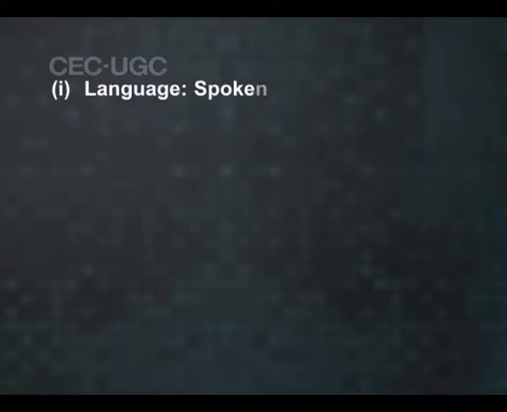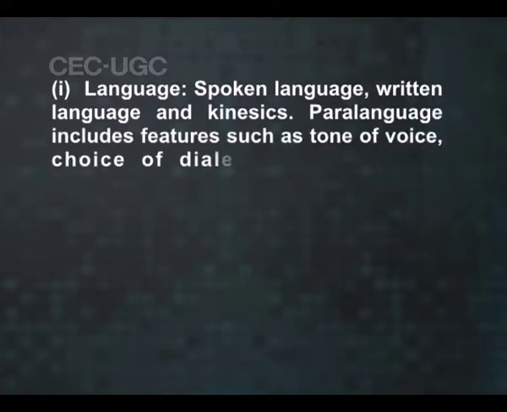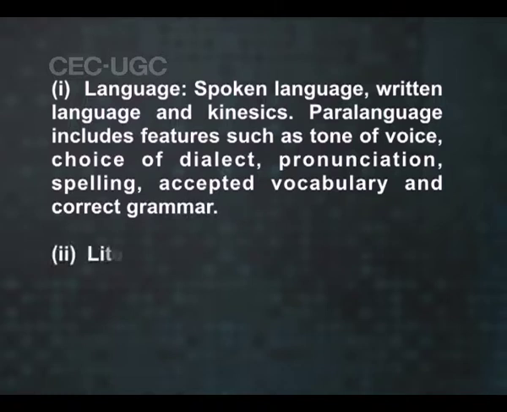Content. The content of learning also will vary based on the objectives. The content in English as a second language can be language, spoken language, written language and kinesics. Para-language includes features such as tone of voice, choice of dialect, pronunciation, spelling, accepted vocabulary and correct grammar.